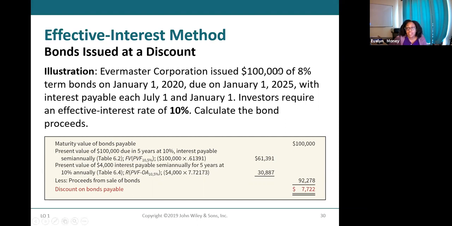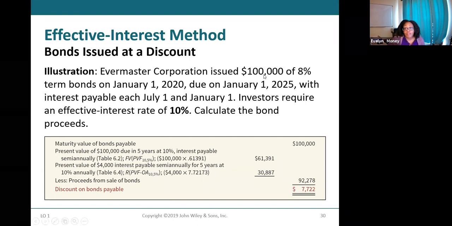Calculate the bond proceeds. So looking at this immediately, I know that this is issued at a discount, not just because it says it right here, but because the contract or stated rate of interest is lower than the market rate of interest. The market sees this bond as a risk, so they're requiring a higher rate of interest. We can find the proceeds because we weren't given a percentage of par this time. So we can find the cash proceeds by determining the present value of all of our future cash flows. And all of our future cash flows involve the cash interest payments as well as the par value.